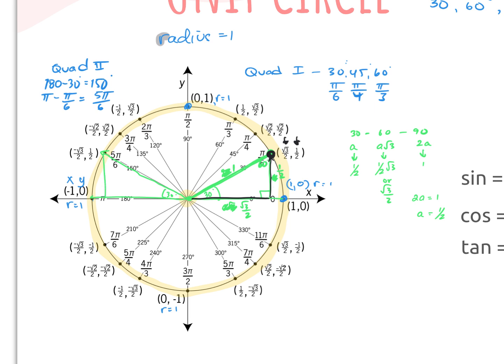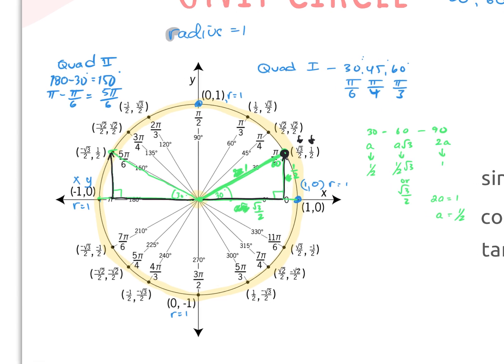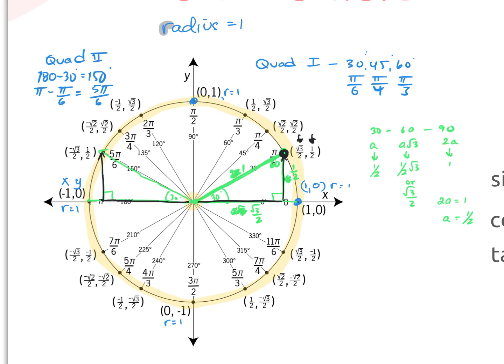Well, if I was to create this triangle, I would have those same values. My x would still be radical 3 over 2. My y would still be half up. The only difference is that when I'm in quadrant 2, I know my x is negative. And so instead of radical 3 over 2 and 1 over 2, it's going to be negative radical 3 over 2 and positive 1 over 2.